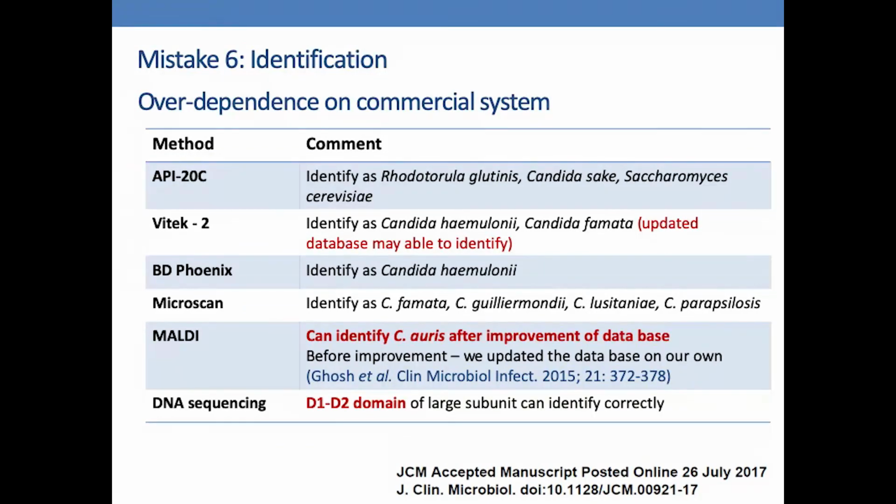Whether Methi or any clinician suffer for that, we don't mind. But many a time, especially in the case of Candida auris, different identifications have been shown. API identified Rhodotorula glutinis, Candida sake, Saccharomyces cerevisiae; Vitek, Candida haemulonii, Candida famata; BD Phoenix, Candida haemulonii; MicroScan. So all these are making mistakes.